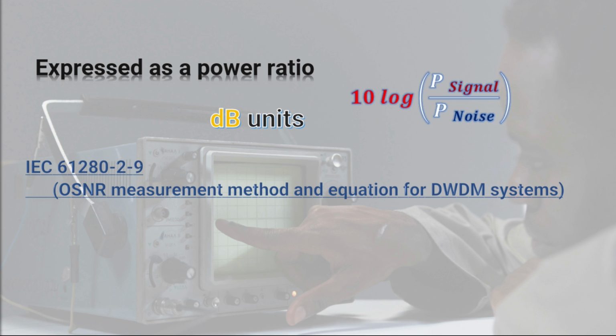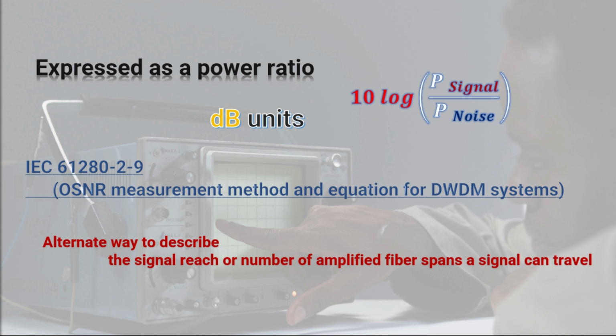OSNR can also be thought of as an alternate way to describe the signal reach or number of amplified fiber spans a signal can travel. You can keep amplifying a signal until you reach the OSNR limit of the receiver. After that, you must electrically regenerate.